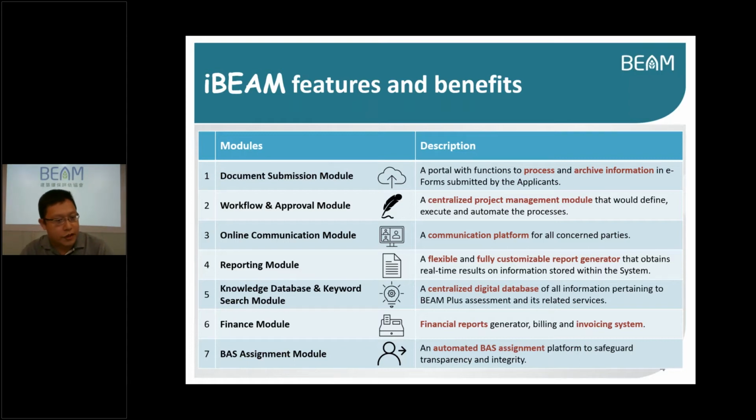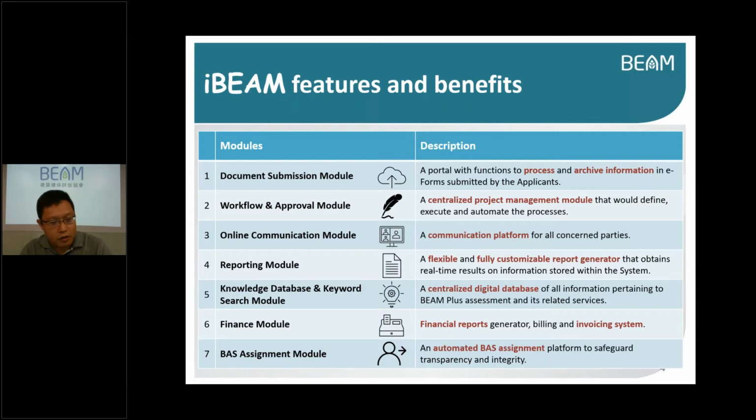So the iBEAM consists of the 7 modules. The 7 modules are the document submission modules, which is to help the applicant to fill in the information for the eForm and to prepare for the assessment. The workflow and approval is basically a centralized project management module that will define and execute the automated process. Online communication module is a communication platform to allow the applicant, the BSL secretariat staff, the BAS to communicate with each other on the assessment process. The reporting modules is for BSL secretary to issue the report, to generate the result of the BEAM assessment.